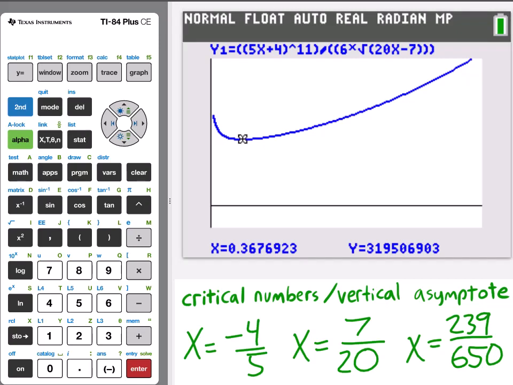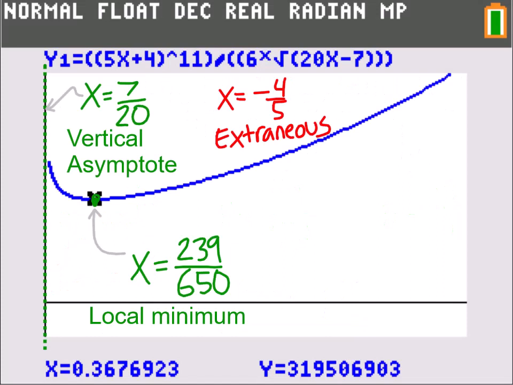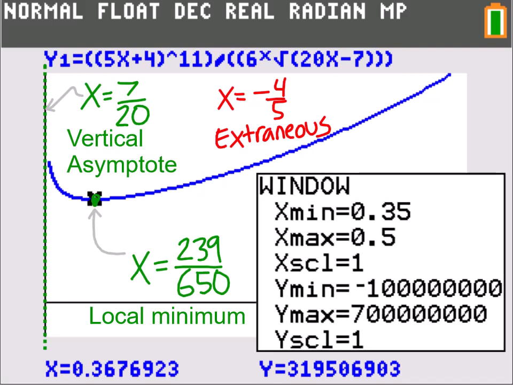All right, that was a lot. If that all made sense, kudos to you for hanging with this. Let me kind of summarize here. Again, there's our vertical asymptote, our local minimum. The other thing that we thought was a critical number at -4/5 turned out to be extraneous. Those are the window settings that I chose, or they appear that way, right? So with a little bit of keeping our brains engaged using the calculator, we're able to get some good results there. Hope that all made sense.